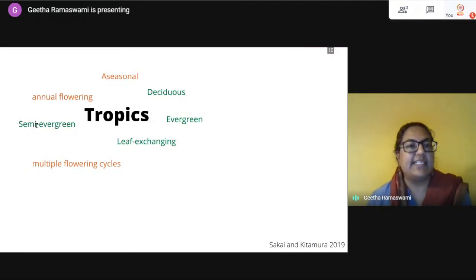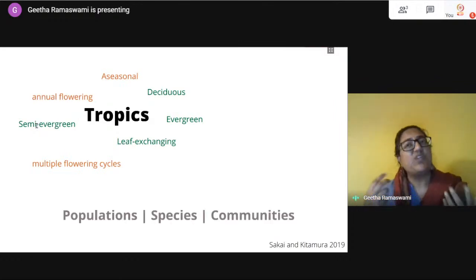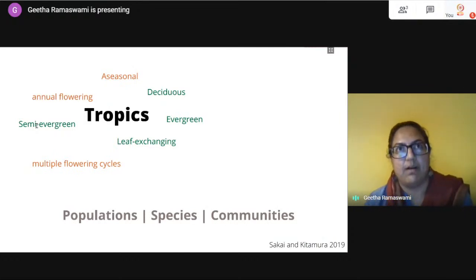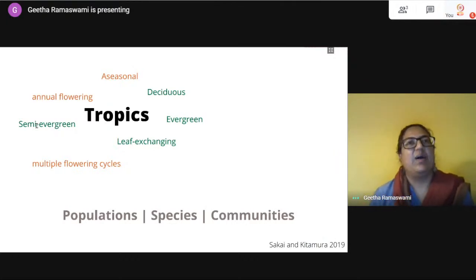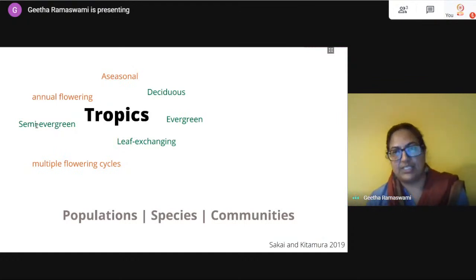Phenology can also be represented as multiple flowering cycles, multiple fruiting cycles, gap years in flowering and fruiting, and so on. So this mind-boggling diversity is also different at the level of the population. The same species could be exhibiting different types of phenology depending on where it's present. Groups of species in a community could be displaying completely different phenology even though they're all present in the same place. The similar types of communities might behave differently because they're present in different geographical regions.